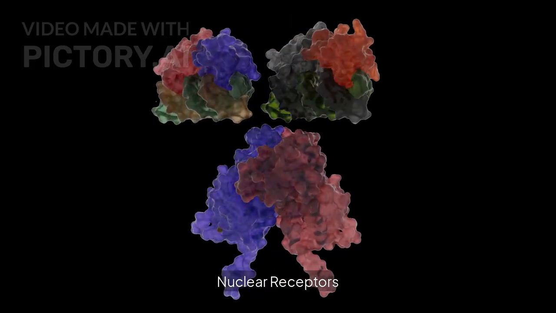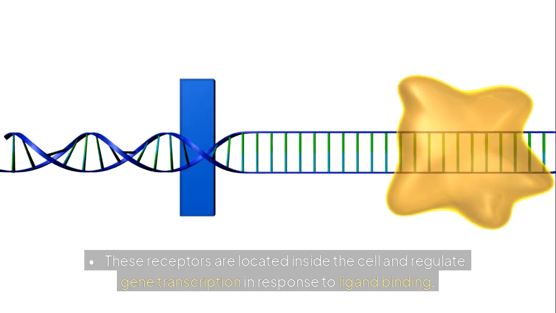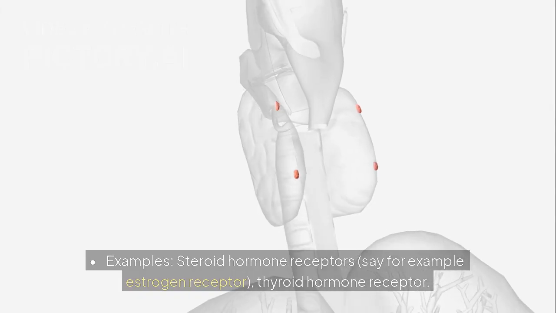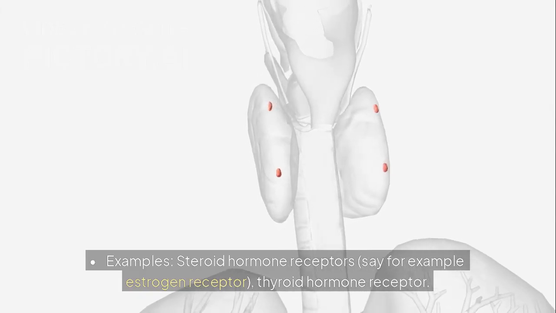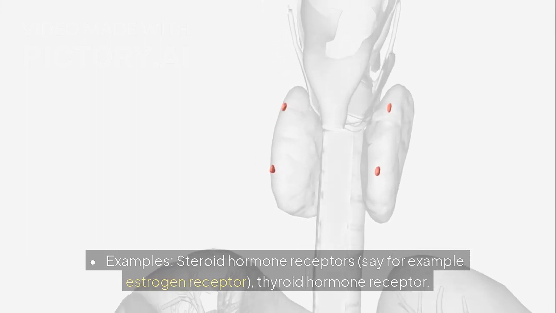D. Nuclear receptors. These receptors are located inside the cell and regulate gene transcription in response to ligand binding. Examples: steroid hormone receptors, say for example estrogen receptor, thyroid hormone receptor.